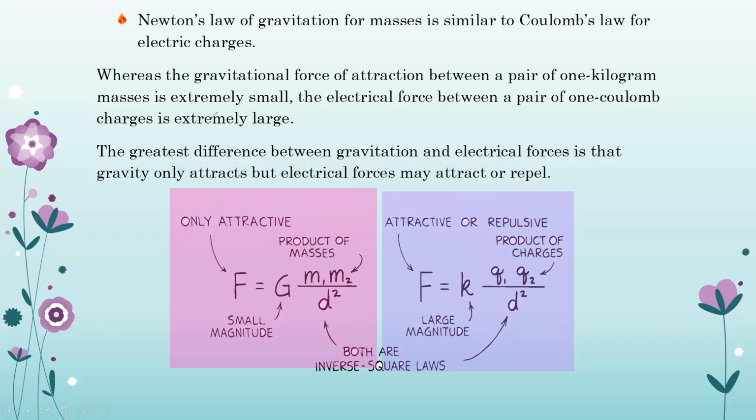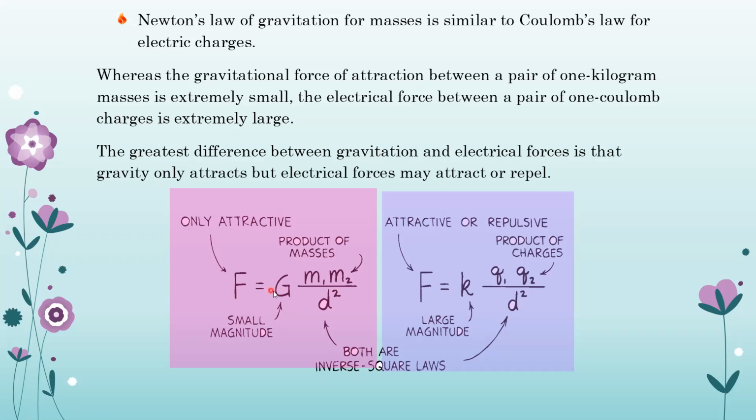The first one is talking about the force between two masses. The difference is that in Newton's law they are a product of masses, but in Coulomb's law they are a product of charges. Both of them are inverse square laws. They involve the distance between the two masses or between the two charges, and they are inversely proportional to the square of the distance.